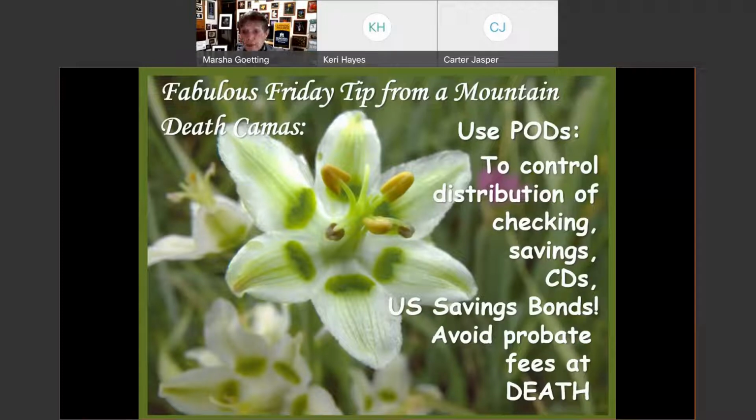Okay, Fabulous Friday tips from our Death Canvas is, yes, you can control where your checking accounts and your savings accounts are going to go, and you avoid probate fees at death.